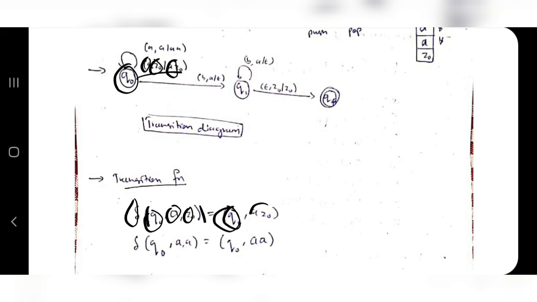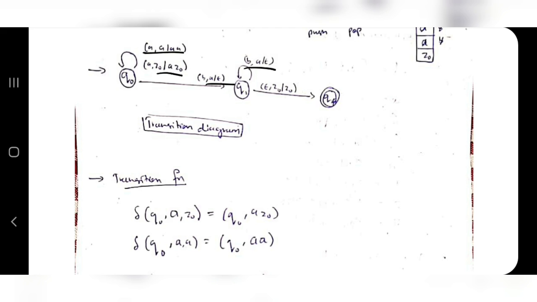The transition function is also the same thing. I will be writing this symbol here, opening braces, closing braces, and inside that, which state I am starting from, Q naught, what the input is, a, and what the top of the stack is, Z naught. After that, on the right side, which state you reached after passing through this input: you reached Q naught only, so write Q naught here, and then a Z naught is the top two elements of the stack. In this way we will write the transition function for every possible combination here.